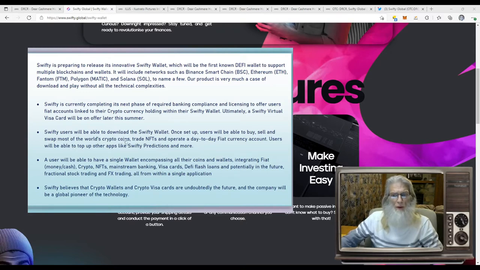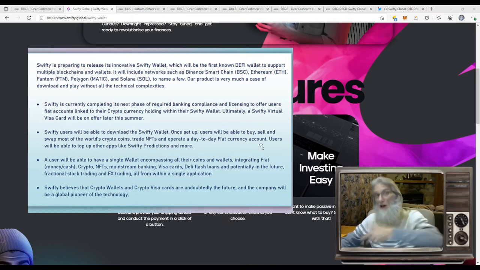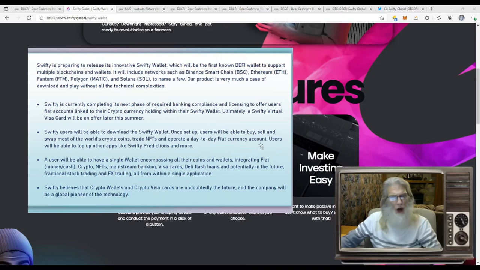Swifty users will be able to download the Swifty wallet once set up. Users will be able to buy, sell, swap most of the world's crypto coins. I know they've got over 5,000 of them. They can trade NFTs, operate day-to-day fiat currency account, a bank account. You can put money in, pull money out, pay for things. Users will be able to top up other apps like Swifty Predictions and more.